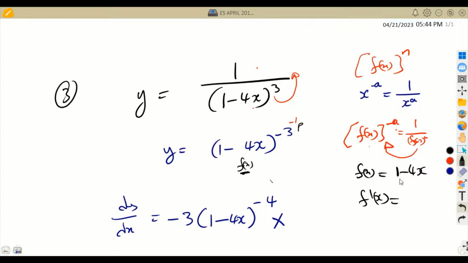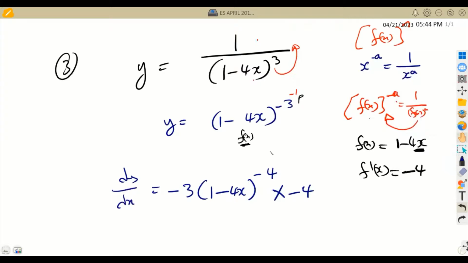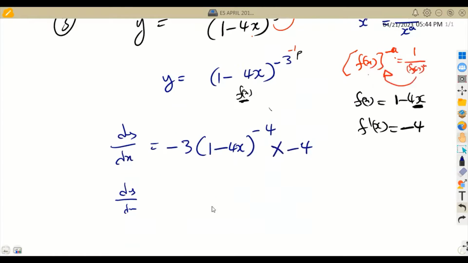1 is a constant, so we are going to obtain a 0. The derivative of minus 4x is -4. So this is our f prime x. So we're going to multiply by -4 in this case. So it's now a matter of simplification, but everything is actually in order here. So you can combine by multiplying the terms outside of the brackets. The -3 times -4 is going to give us +12 into 1 minus 4x to the exponent of -4.